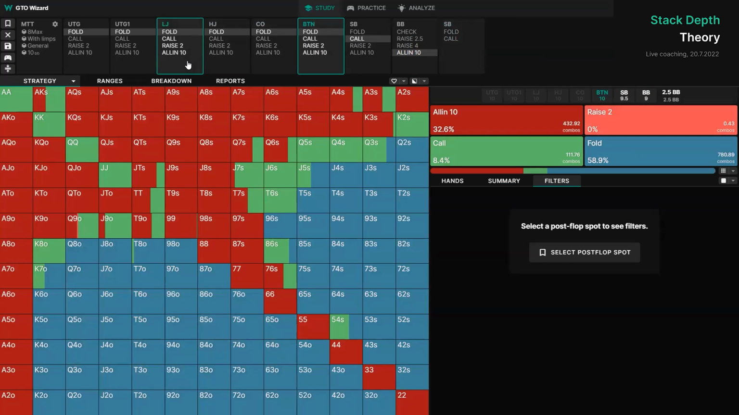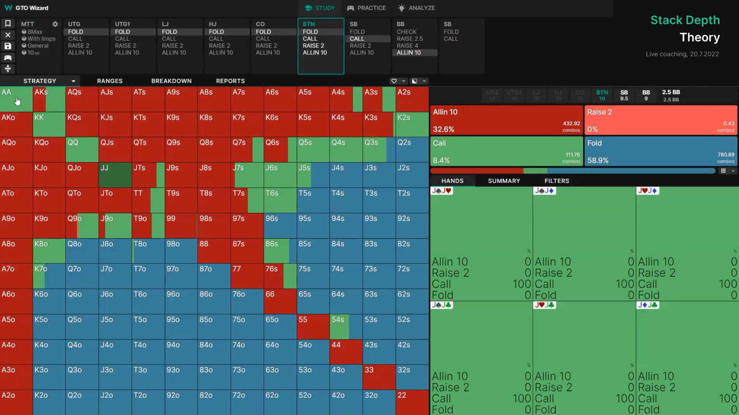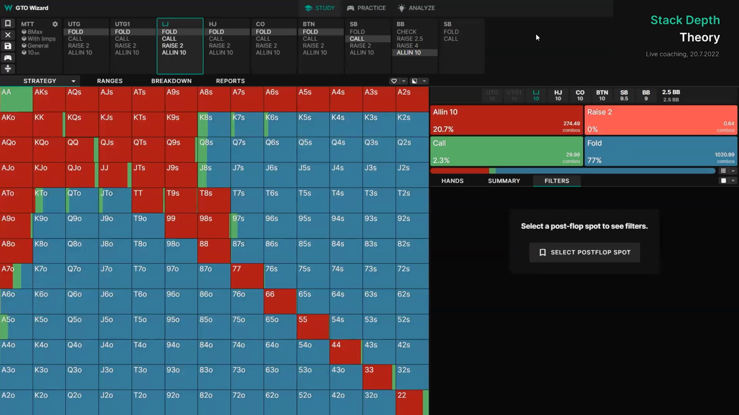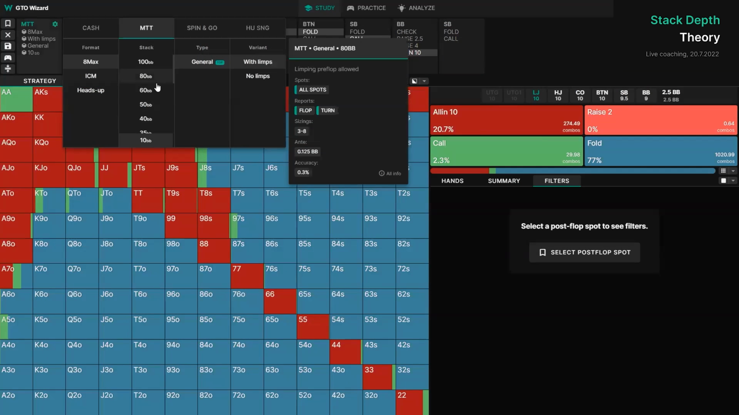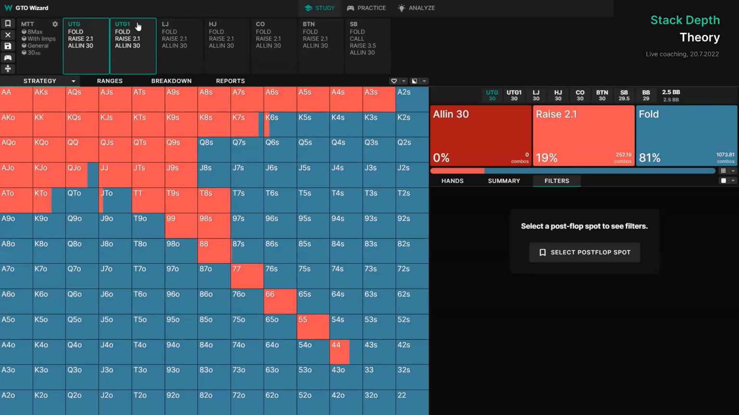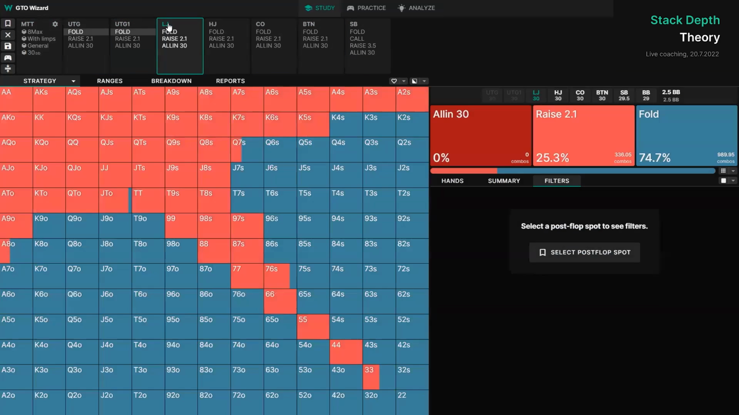And this effect of limping premium hands, it extends further than just this one wacky spot. So for example, here's button limping jacks through aces. Here's low jack doing the same thing. And as you can see, the limping range is still quite polarized. So let's take a look at maybe a deeper stacked spot. We could go to 30 big blinds here, for example. And here it's going to stop limping, at least in early position.